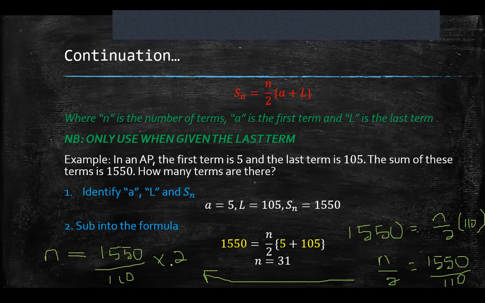Okay. Wait, let me see. 1,550 over 110 times 2. Oh, it's a mix. The answer is supposed to be 31, but I put that just now and I'm getting 28. Yeah, I got 28.